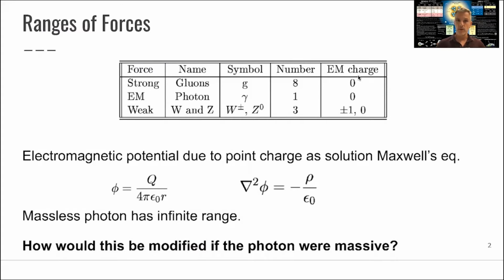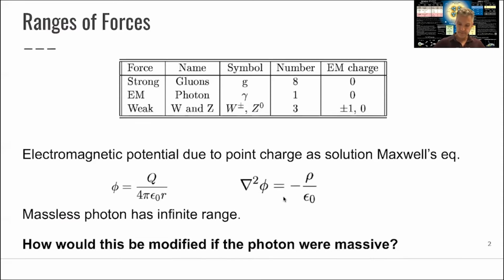So you all know the electromagnetic potential due to a point charge given by the Maxwell equation. We have seen this equation before, and the time-independent potential here. You also know that the massless photon gives rise to an infinite range of the electromagnetic interaction. But the question now is, how would this be modified if the photon were massive?